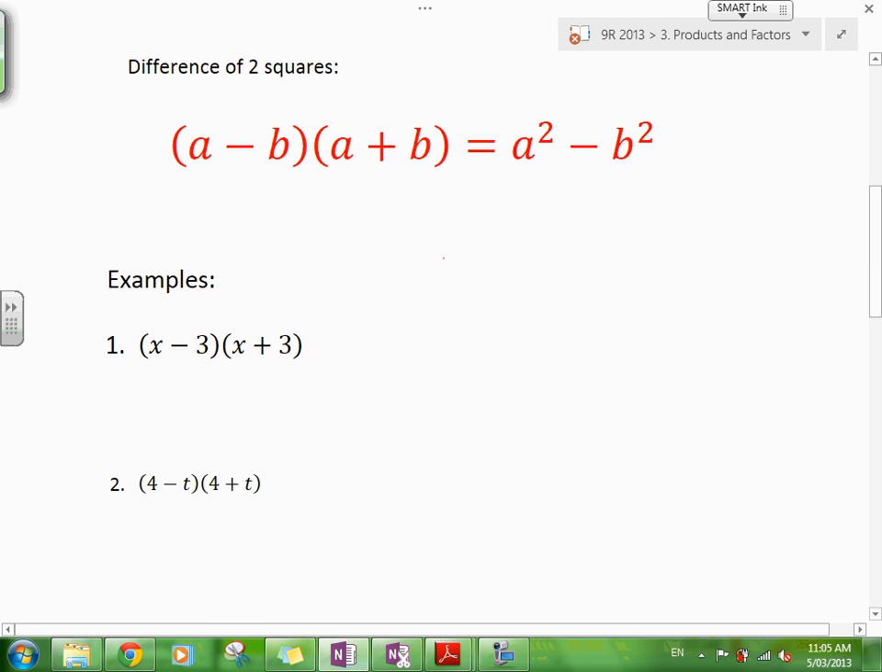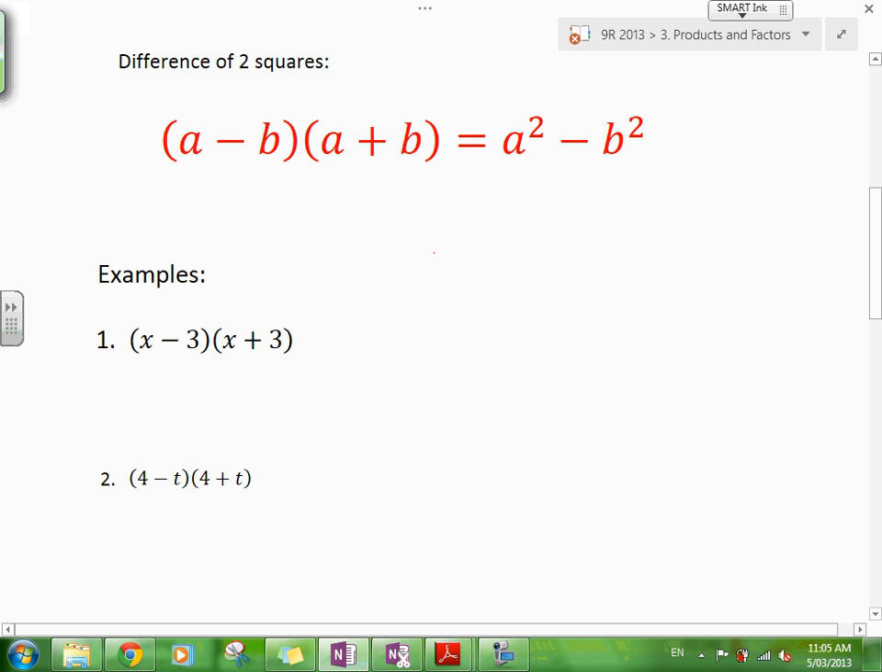So if we go up here, the trick with this is to start being able to recognize the difference of two squares. The rule in terms of expansion is very simple. Later we're going to learn to factorize expressions like this, and come back to this. But the first thing is to recognize that it's a difference of two squares.